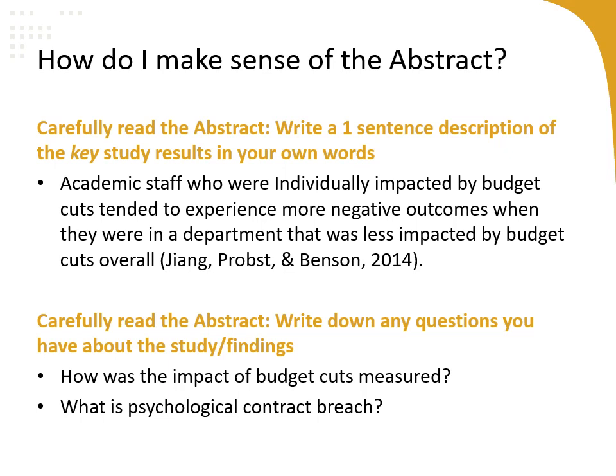It doesn't get into specific outcomes. It's just very broad and very basic. But it's also detailed at the same time. Then if you're reading this, I was thinking, what would a student or somebody who's not familiar with this field of study be confused about? And I think maybe how was this impact of budget cuts measured, and then what the heck is psychological contract breach would be 2 things that you may see in the abstract that you want to research further to figure out.